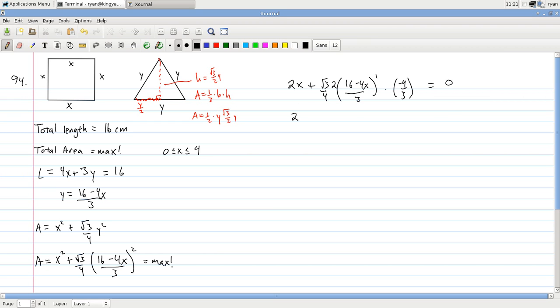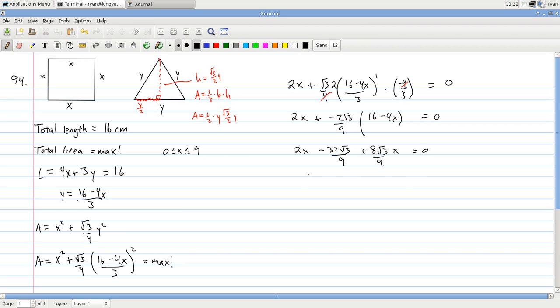If we clean this up a little bit, this looks like 2x plus, now here, this 4 can cancel. So what we're left with is negative 2 over 9 radical 3. So we're just multiplying all these numbers that are outside the parentheses, times 16 minus 4x. And this must be equal to 0. Now let's distribute this term inside the parentheses. So we've got minus 32 radical 3 over 9 plus 8 radical 3 over 9 x equals 0.